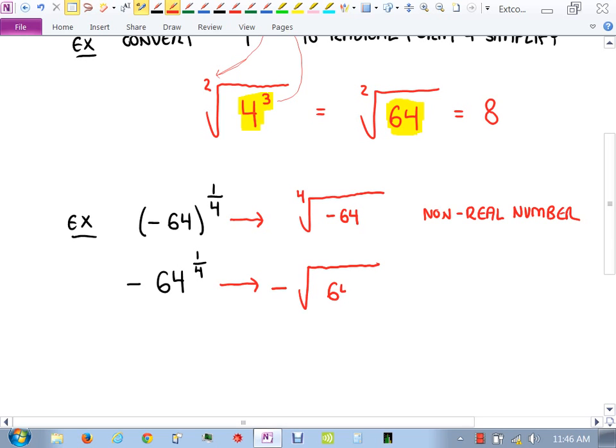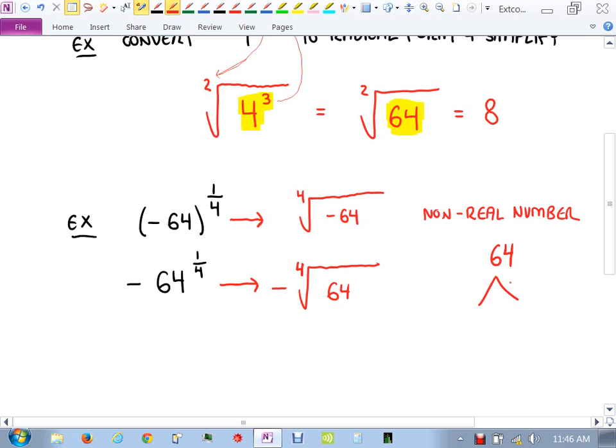Now my 64 to the 1/4, which turns into the 4th root of 64. Can you find the 4th root of 64? Yes, it's a positive number. You can take the 4th root. The question is, can you break 64 down? Or is 64 something times itself 4 times? 4 times 4 times 4, 3 times. That would be 4 to the 3rd, but we need it to be to the fourth.